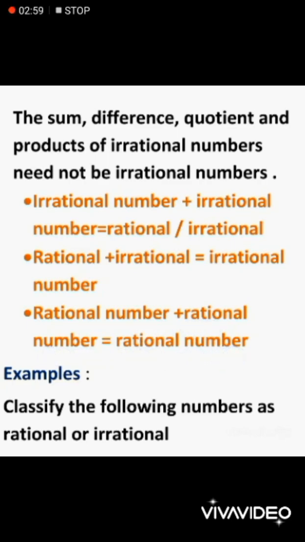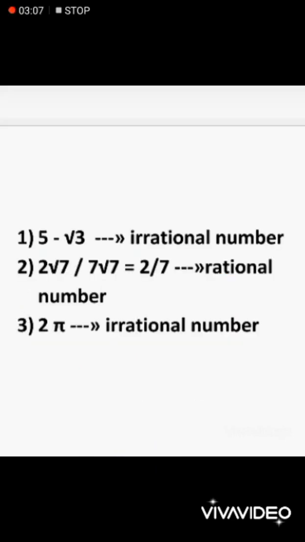Now let us solve some example problems. Classify the following numbers as rational or irrational numbers. If you take 5 minus root 3, here 5 is a rational number and root 3 is an irrational number. So the result will be an irrational number.